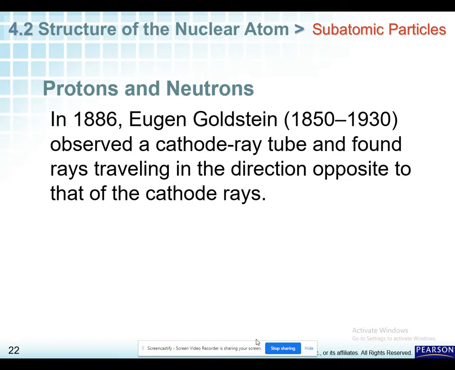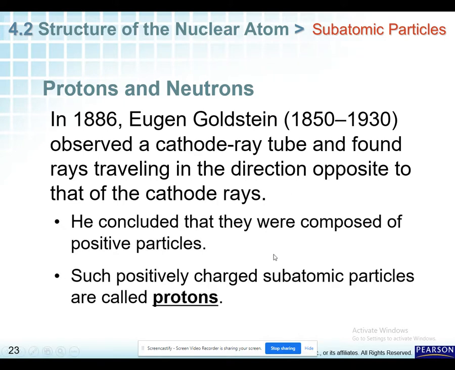In fact, in 1886, Eugen Goldstein, when he observed the cathode ray tube experiment, he found rays traveling in the direction opposite to that of the cathode ray. And he was the one who discovered protons based on J.J. Thomson's experiment. And he said, hey, these are positive particles, and we're going to call them protons. So if you were to define protons, they are positively charged subatomic particles.